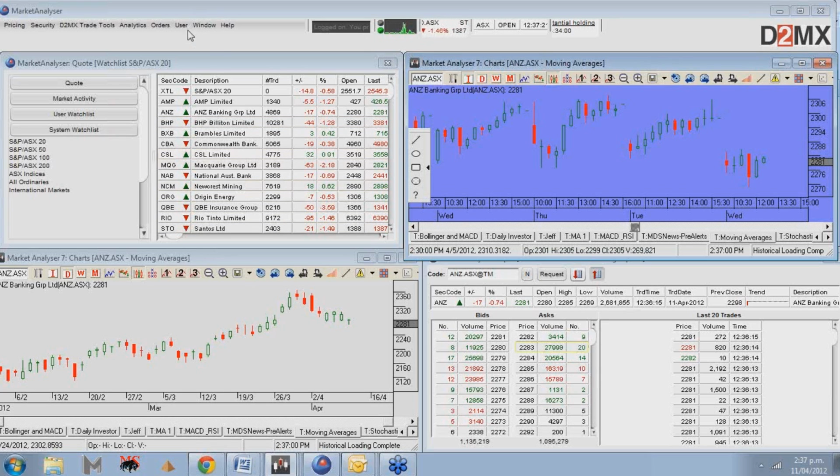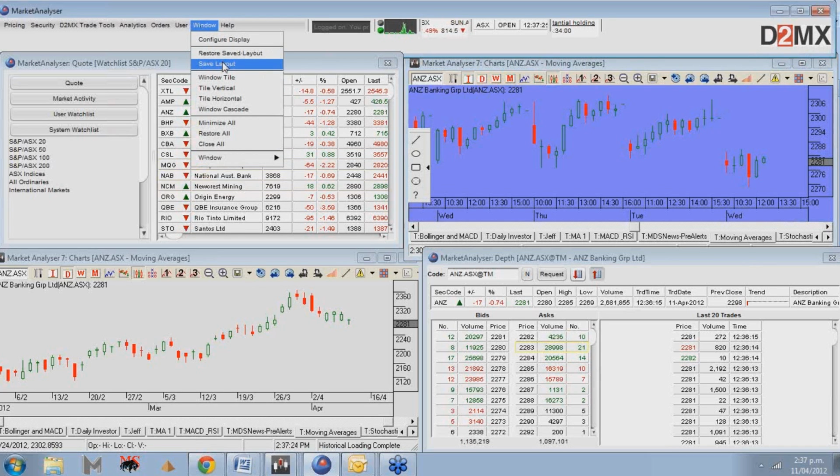Remembering to keep that layout, go up into Window and save your layout to retain the current layout.